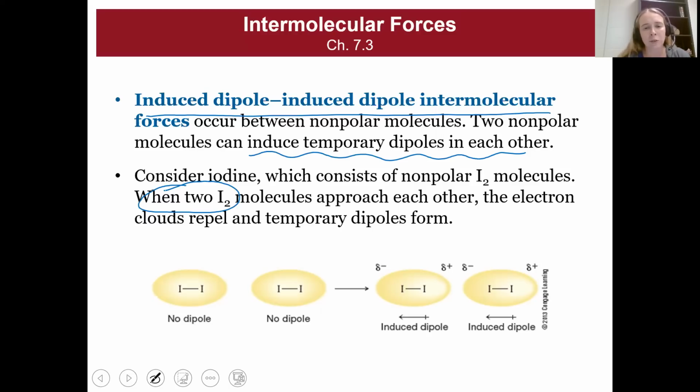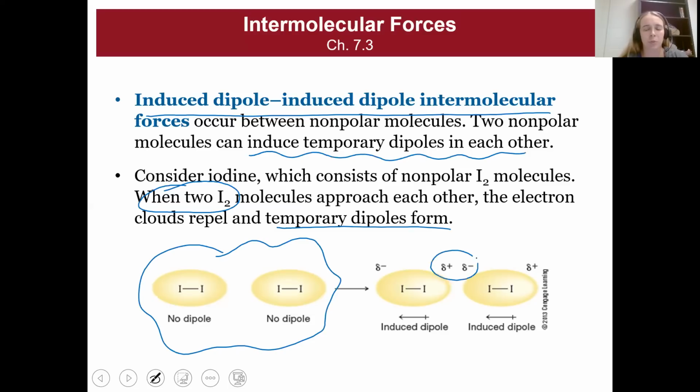The electron clouds repel each other and temporary dipoles form. So if these little molecules get too close to each other, they distort each other's electron clouds, forming these induced dipoles. So it doesn't really matter which way is which, but we end up with partial positive and partial negative ends together, because that's more favorable than having like charges. And we end up with an induced dipole in both of our molecules.